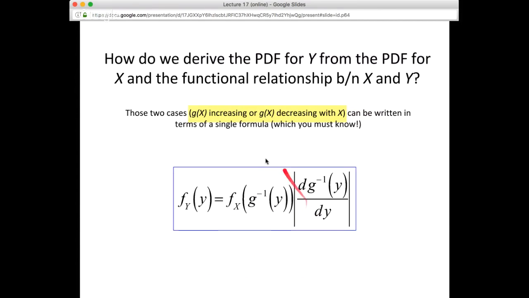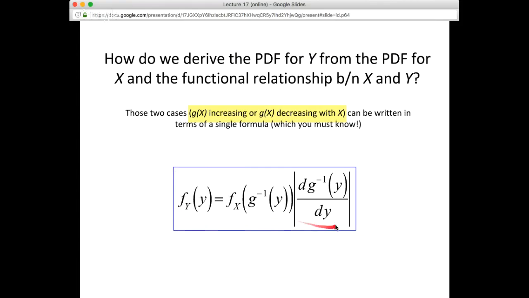And that's nice because it means that whether the function g of x is increasing or decreasing with x, we can write out the PDF for y in terms of the PDF for x using this sort of universal result, at least for single-valued random variable functions. Basically, we've replaced the dg inverse of y dy that we had before with the same thing, but now with absolute values. That takes care of both g of x increasing and g of x decreasing with x, and the overall quantity is positive.